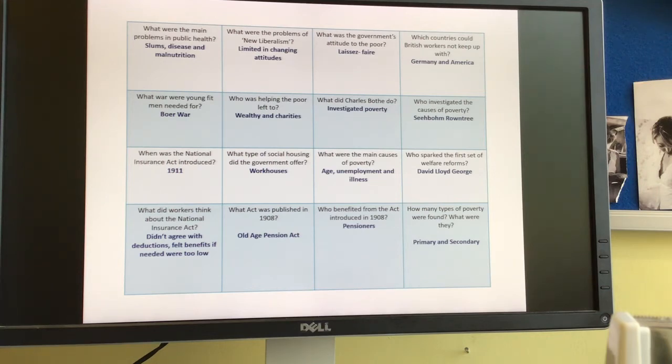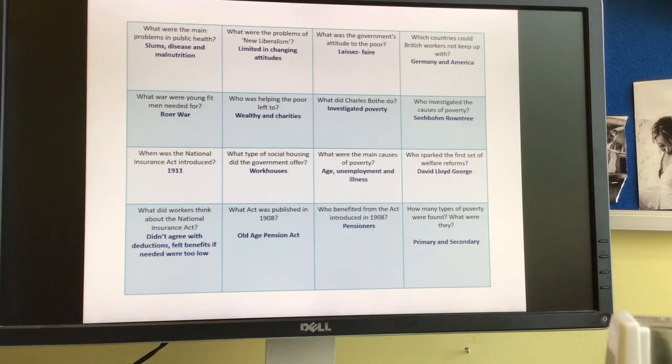Well, a lot of workers didn't agree with deductions from their pay, but they did feel the benefits, if needed, were too low. So they didn't see the end game when they retire, really. And the Act published in 1908 is the Old Age Pension Act, which people pay into, so when they can stop work, they still get paid. Who benefited from the Act introduced in 1908? Obviously pensioners.